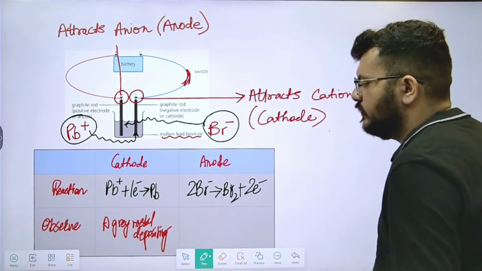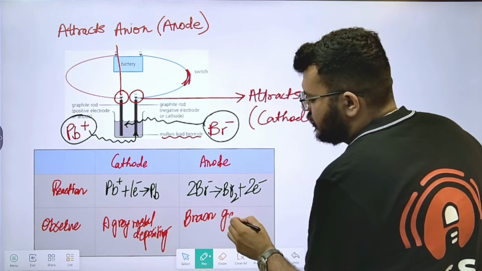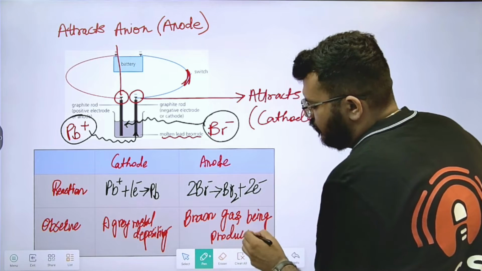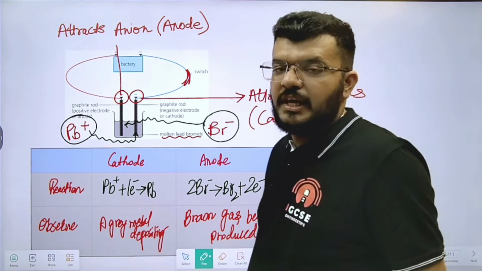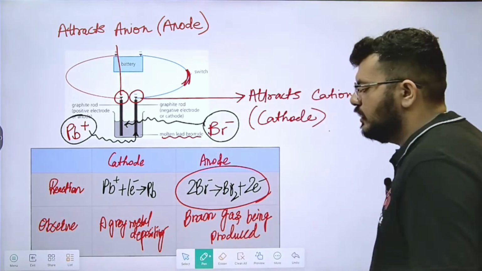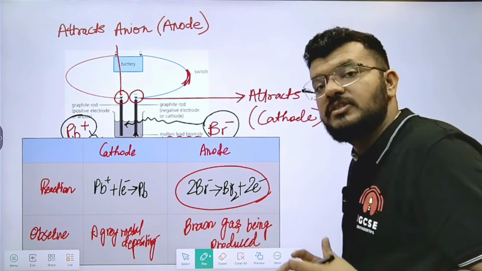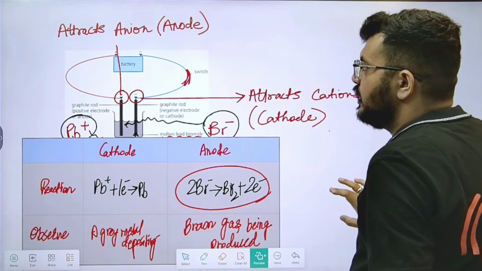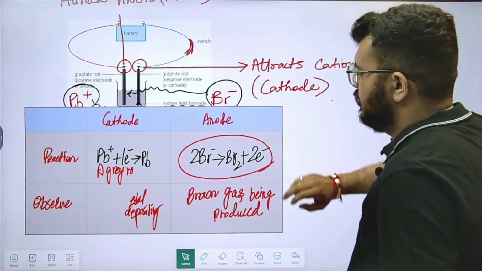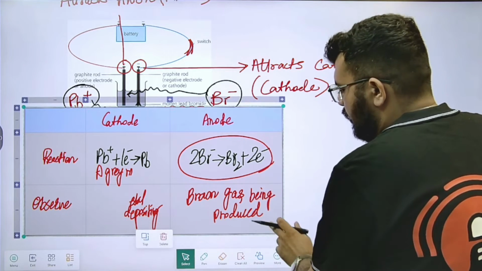And what will you observe on the anode? Brown gas being produced, right? Because sometimes they will ask you what do you observe at anode, what do you observe at cathode. Now we are so busy remembering what is happening here, I will immediately write this answer. I will completely forget that they are asking for observation. They are not asking what is the reaction, they are asking for observation, right? We should always remember what they are asking for and then write accordingly.